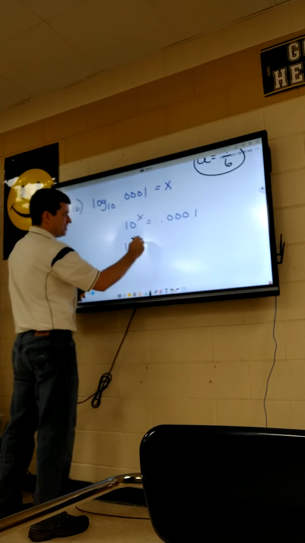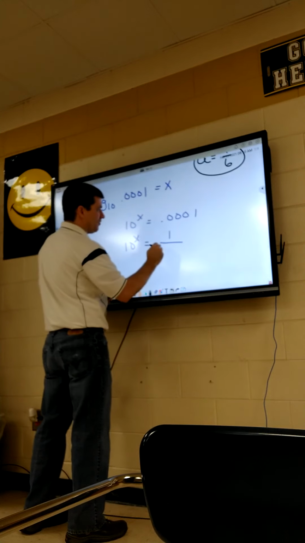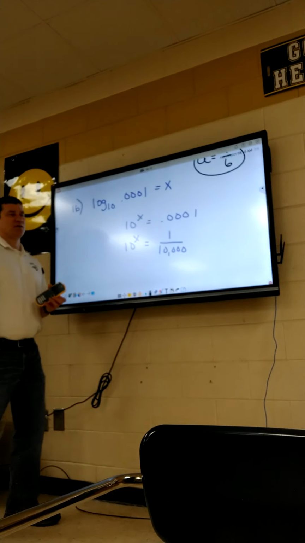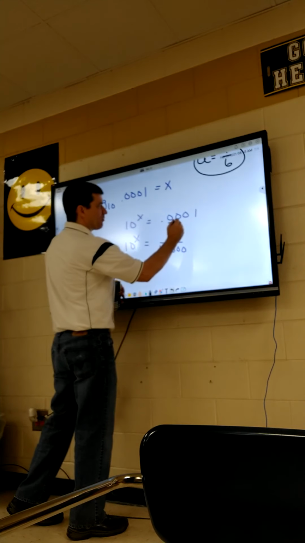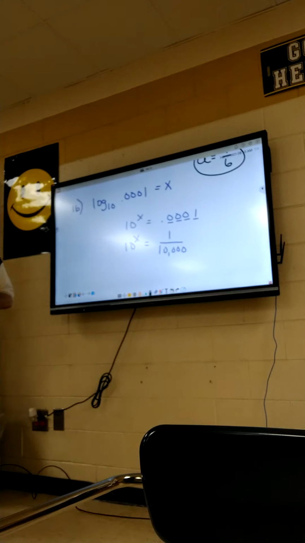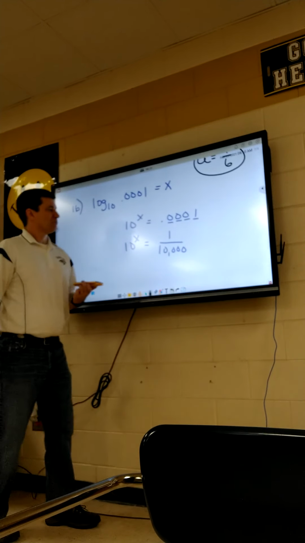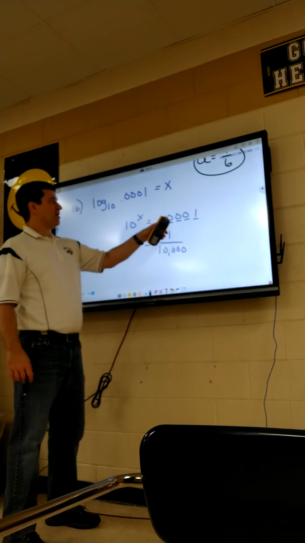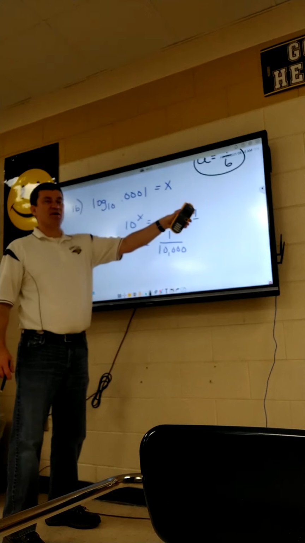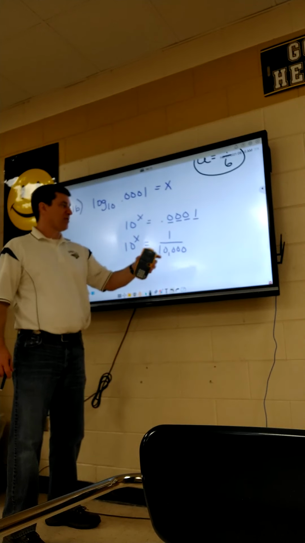So if it's 10 to the x equals 1 over 10,000. All right, how about this? However many numbers you have on the right side of the decimal, that's how many zeros you're going to have on the bottom. I think that'll work every time. Decimal places: however many numbers you have, 1, 2, 3, 4, however many decimal places you have, not zeros, is how many zeros you'll have on the bottom.